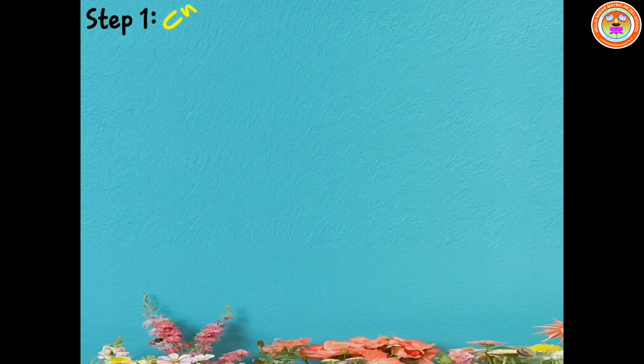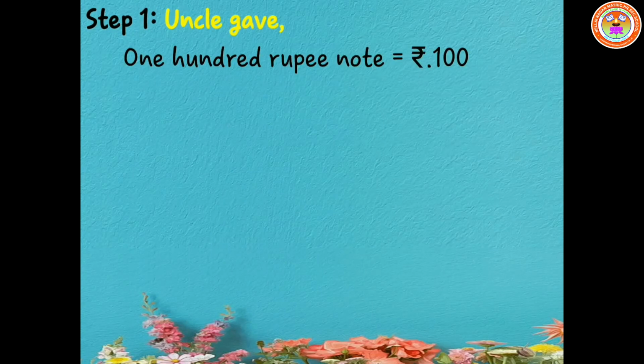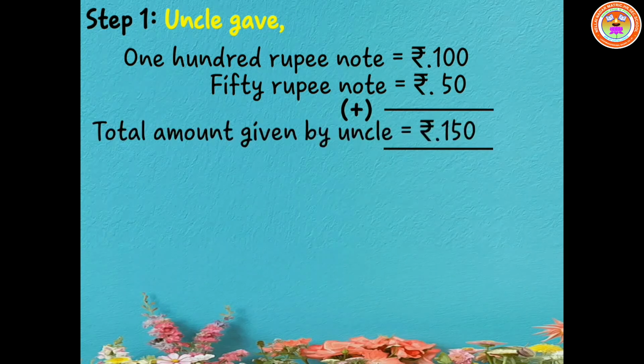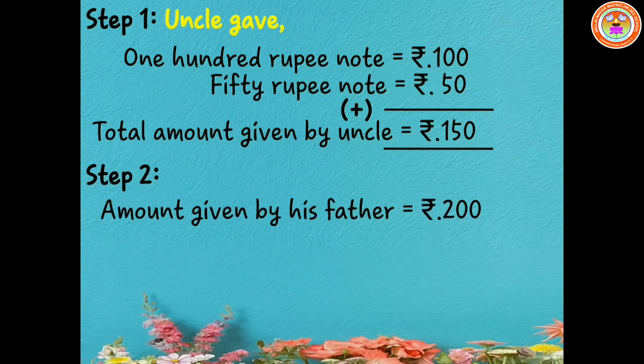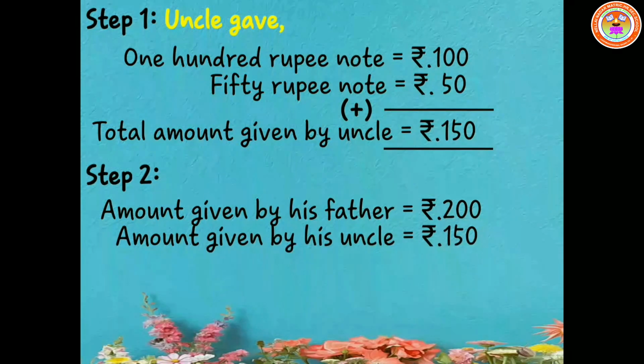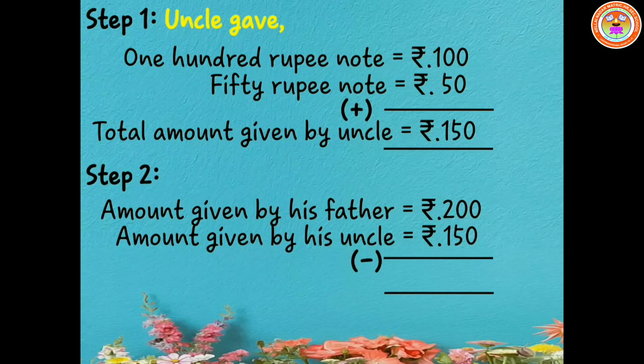Step 1. Uncle gave a 100 rupee note and a 50 rupee note. We are going to add them. Total amount given by uncle is 150 rupees. Step 2. Amount given by his father is equal to 200 rupees. Amount given by his uncle is equal to 150 rupees. Here we are going to subtract.